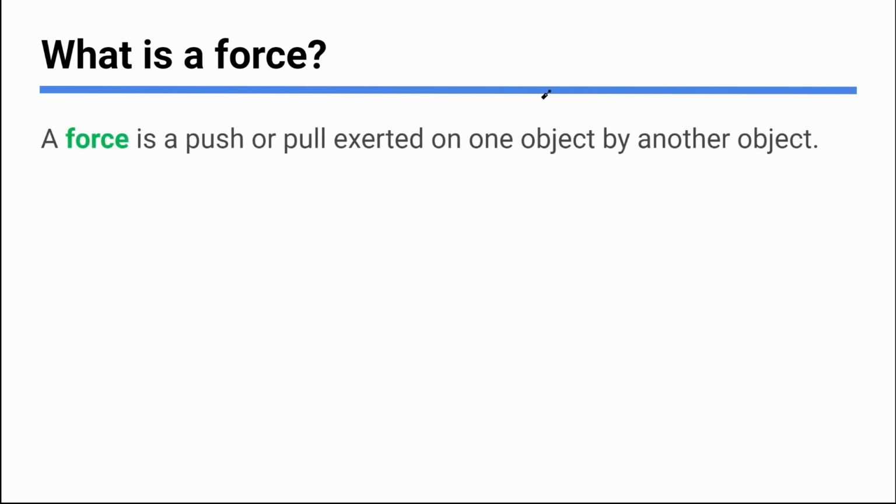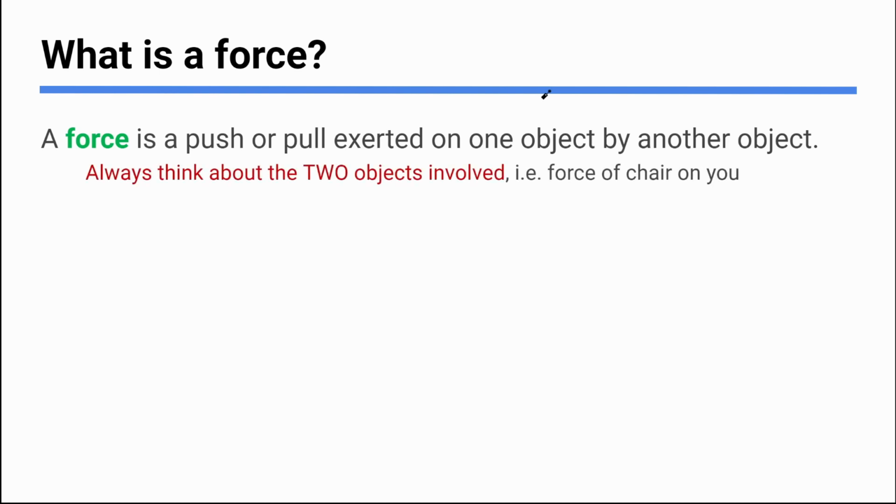Really, our definition can be something simple like this. It's a push or pull exerted on one object by another object. That last part is important. It's one thing pushing or pulling on another thing. And you really want to be able to name the two objects that are involved in the force. If you can't name the two objects, you don't know enough about the force. You want to always think about that. That's a really good concept to keep in mind.